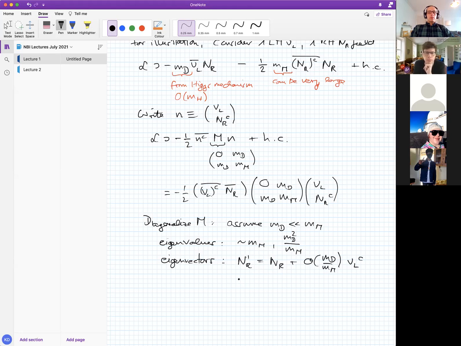The second mass eigenstate, however, which we will call nu L prime, is given by nu L with only a tiny admixture of the original NR state. Those are the eigenvectors that correspond to the small eigenvalue, and those are the ones that are almost identical to the neutrino fields in the standard model, up to a totally unobservable correction. So these are going to be the fields that we observe in neutrino experiments. And these are the fields which now suddenly have a very, very small mass.